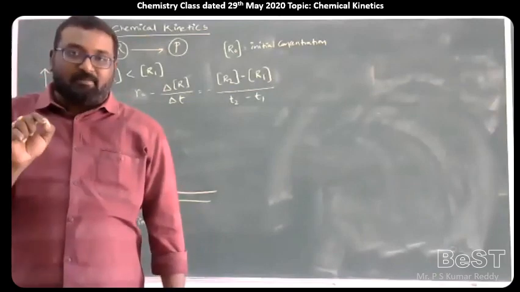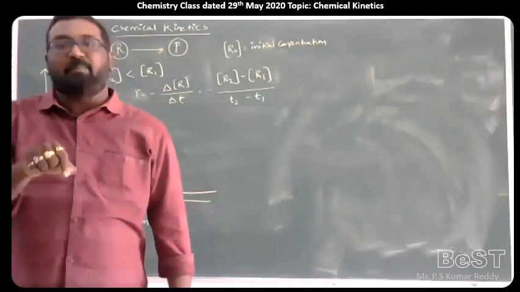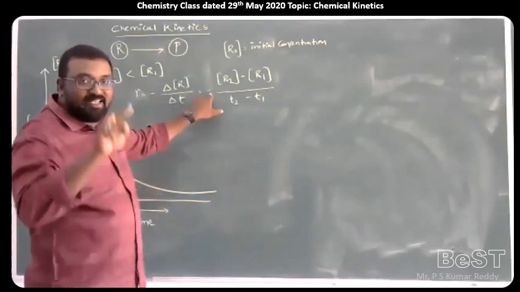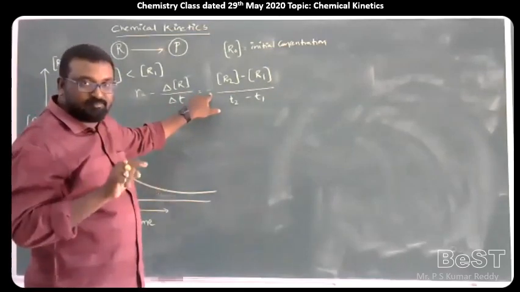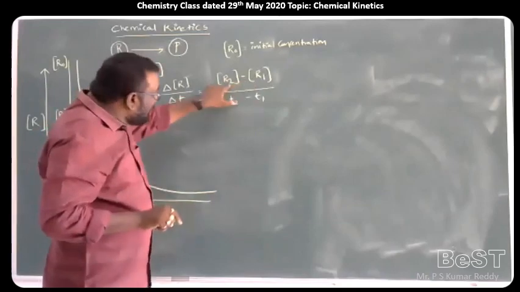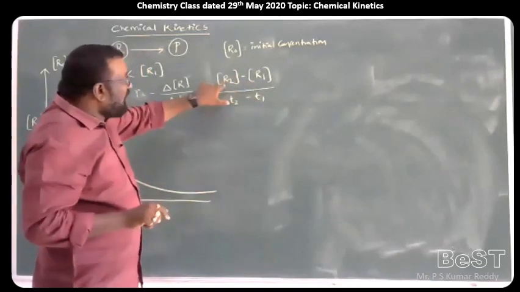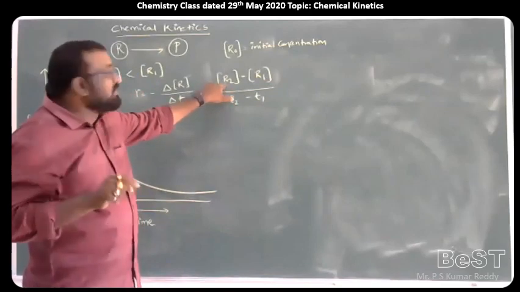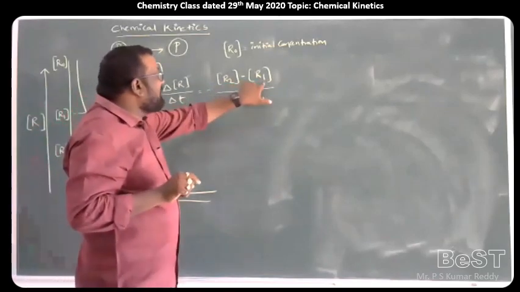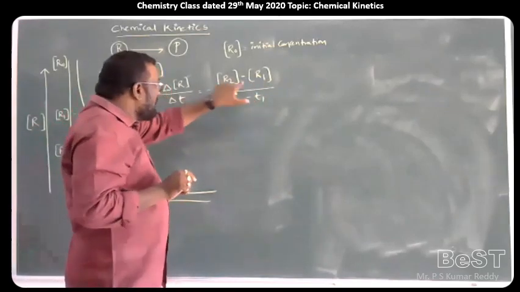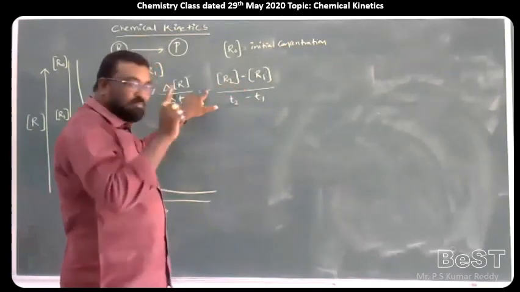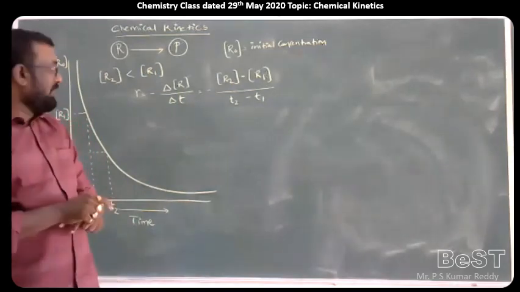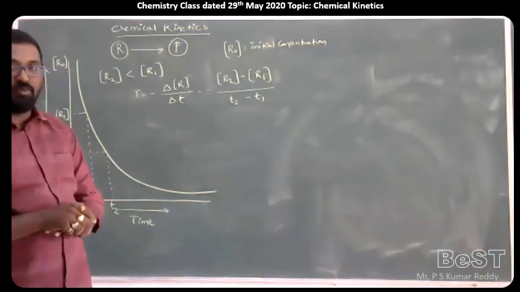To see that it is always a positive value, we are taking this minus here to show that it is a decrease in concentration. Here we are going to get a negative value because the concentration of the reactant always goes on decreasing. So R2 minus R1 will be a negative value. Minus into minus is plus. So you will be getting the rate of the reaction as a positive value.